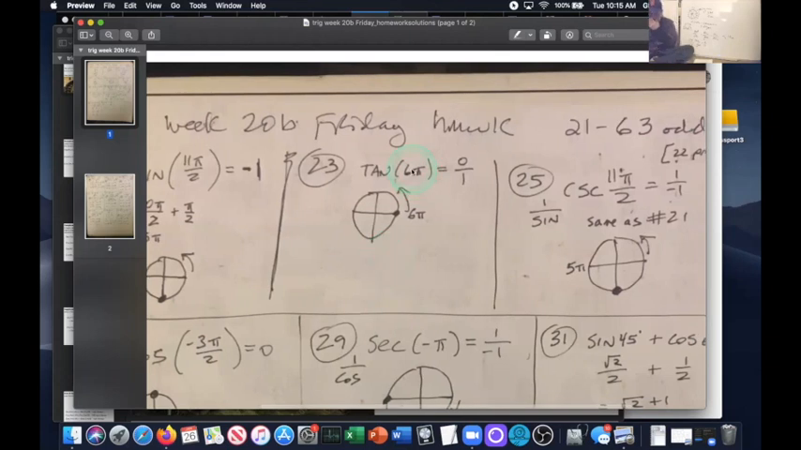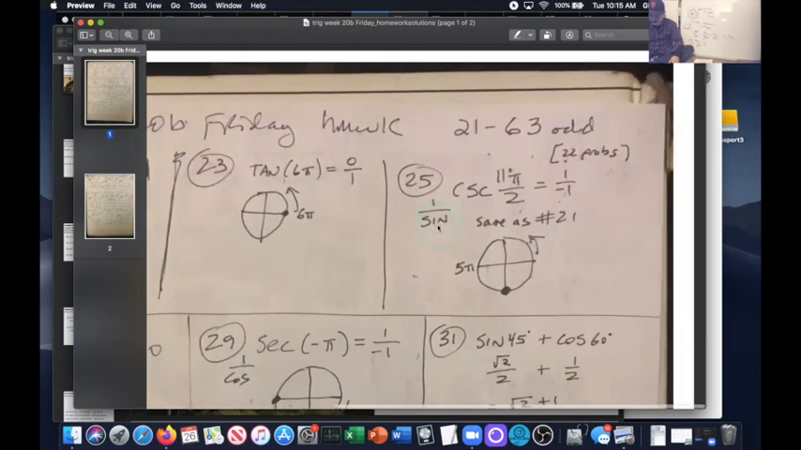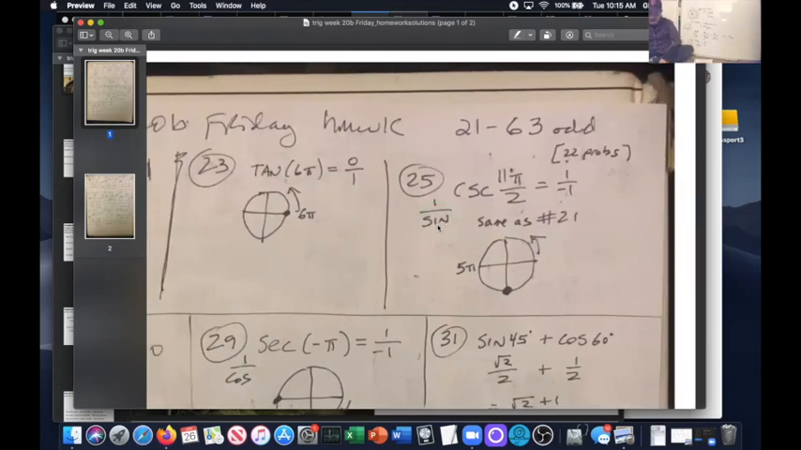Here, that's an even pi, so you're going to go around the circle and then you land here. Okay, tangent's y divided by x. Well, 0 divided by 1, tangent. Notice that's the same as the slope of a horizontal line, 0. Remember, the tangent is the slope. You can think of it that way too. Same thing as 21. And so here we are.